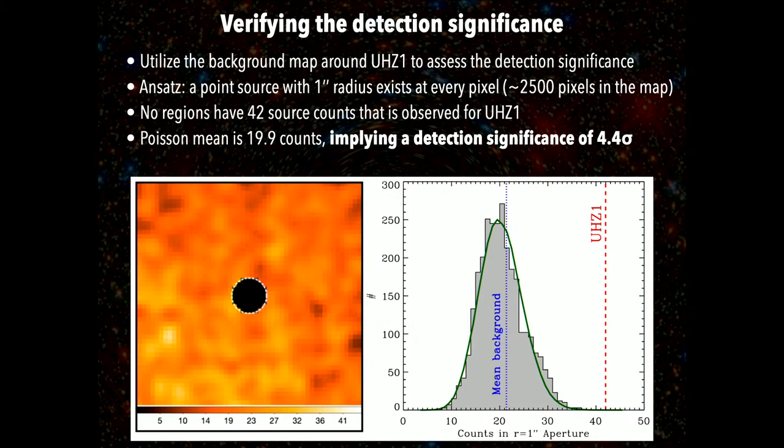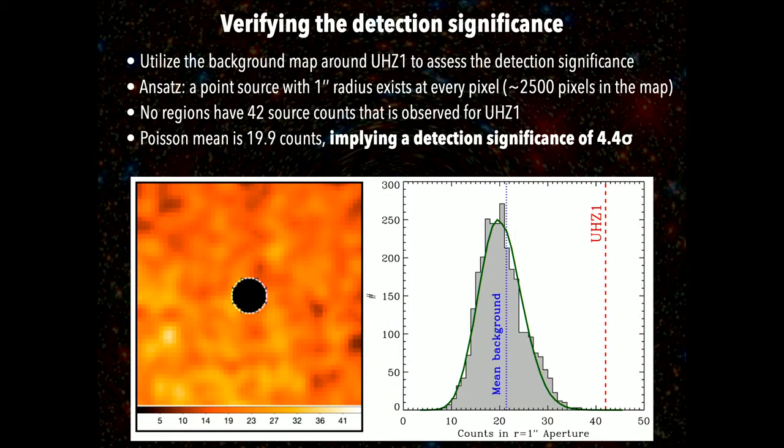What we have done is assume that every single pixel could have a point source, just like we see here in the center. So we calculated the number of counts in a 1 arcsecond radius source extraction region, just like for UHZ1, and calculated the number of counts within each of these regions. So obviously 50 pixels on the side, so roughly 2500 regions, and this is what we get.